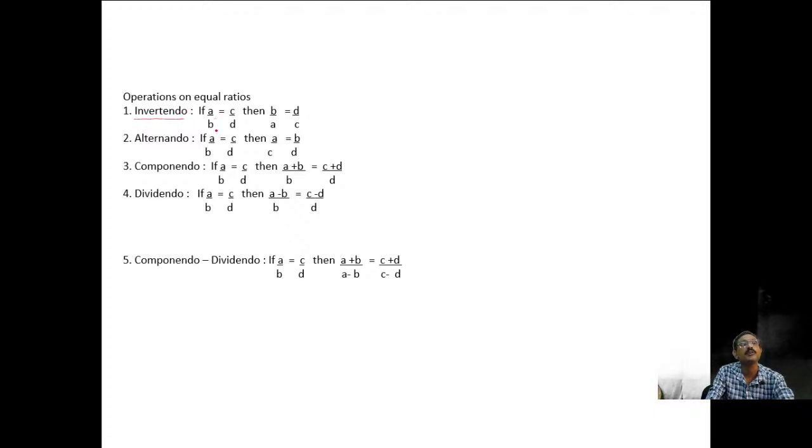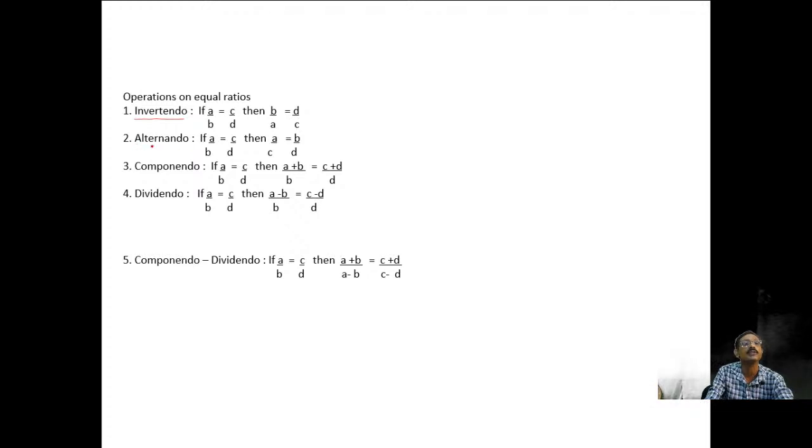If A upon B is equal to C upon D, then invert this: B upon A is equal to D upon C. So invertendo tells me to invert it. A upon B is equal to C upon D, then B upon A is equal to D upon C.